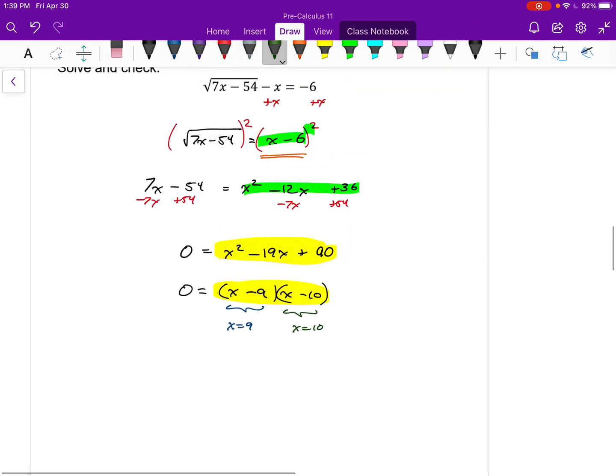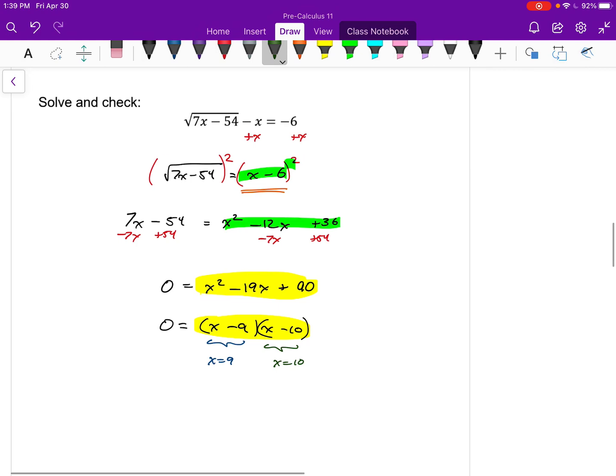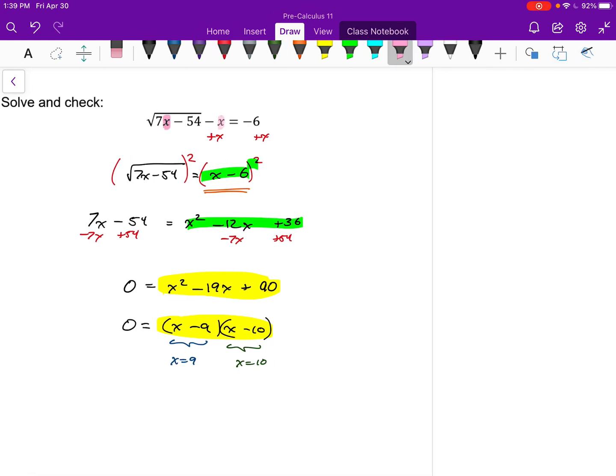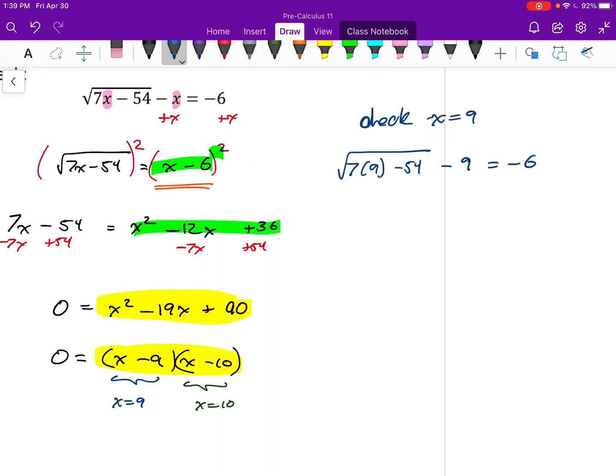But now let's just check and see if they work. And again, take each of those and put it back into my equation up here. So, for example, if I check with x equals 9, I have the square root of 7 times 9 minus 54 minus 9 equals negative 6. And so I have the square root of 63 minus 54 minus 9, which is the square root of 9 minus 9, which is 3 minus 9, which equals negative 6. Yep, that works.